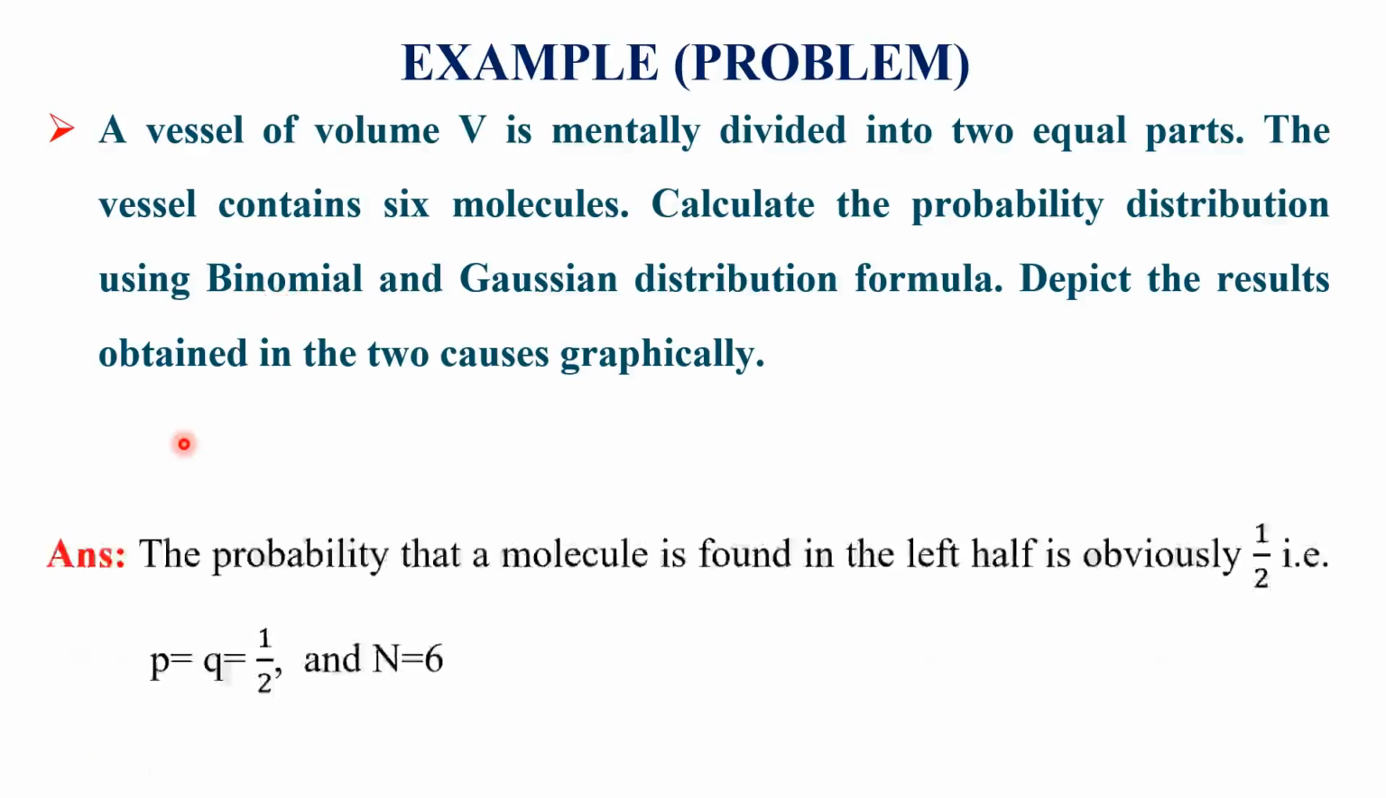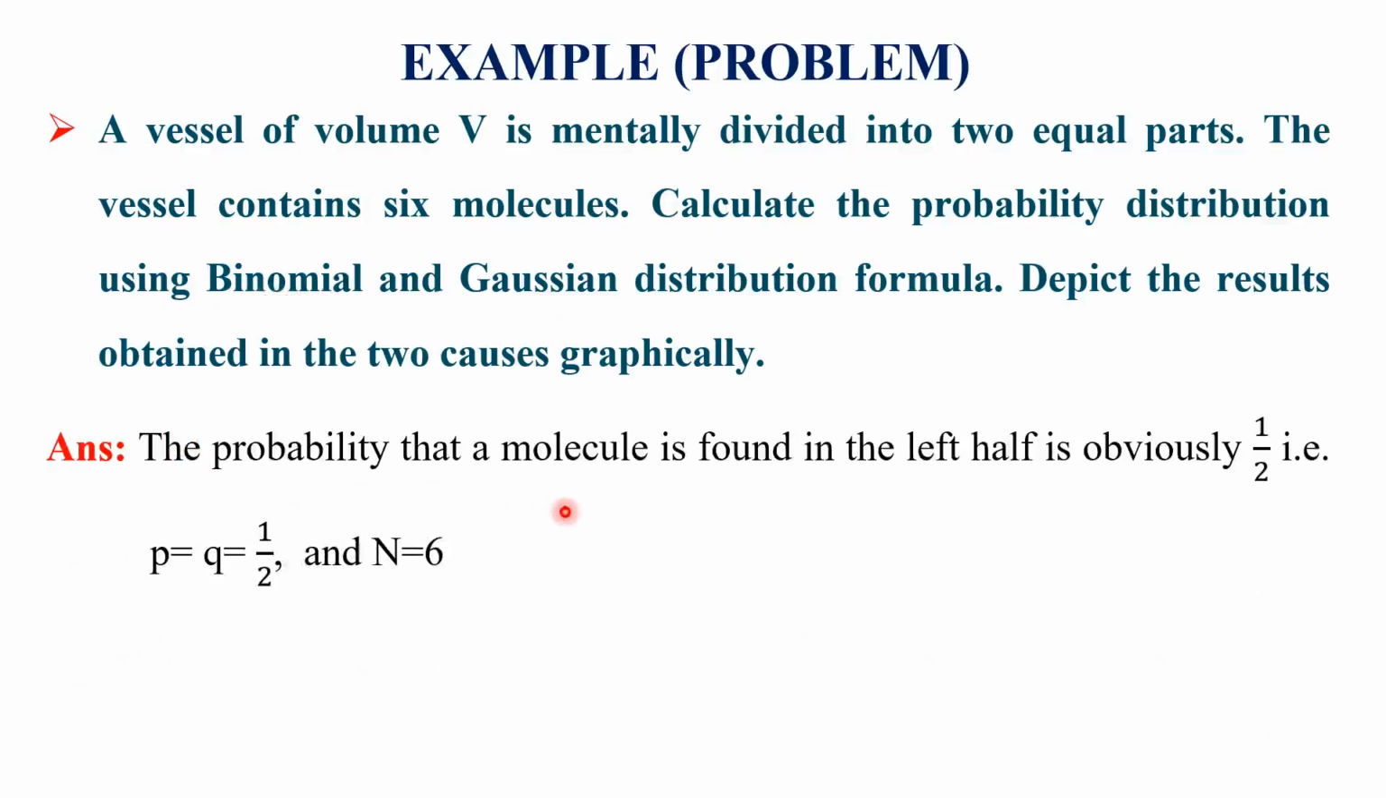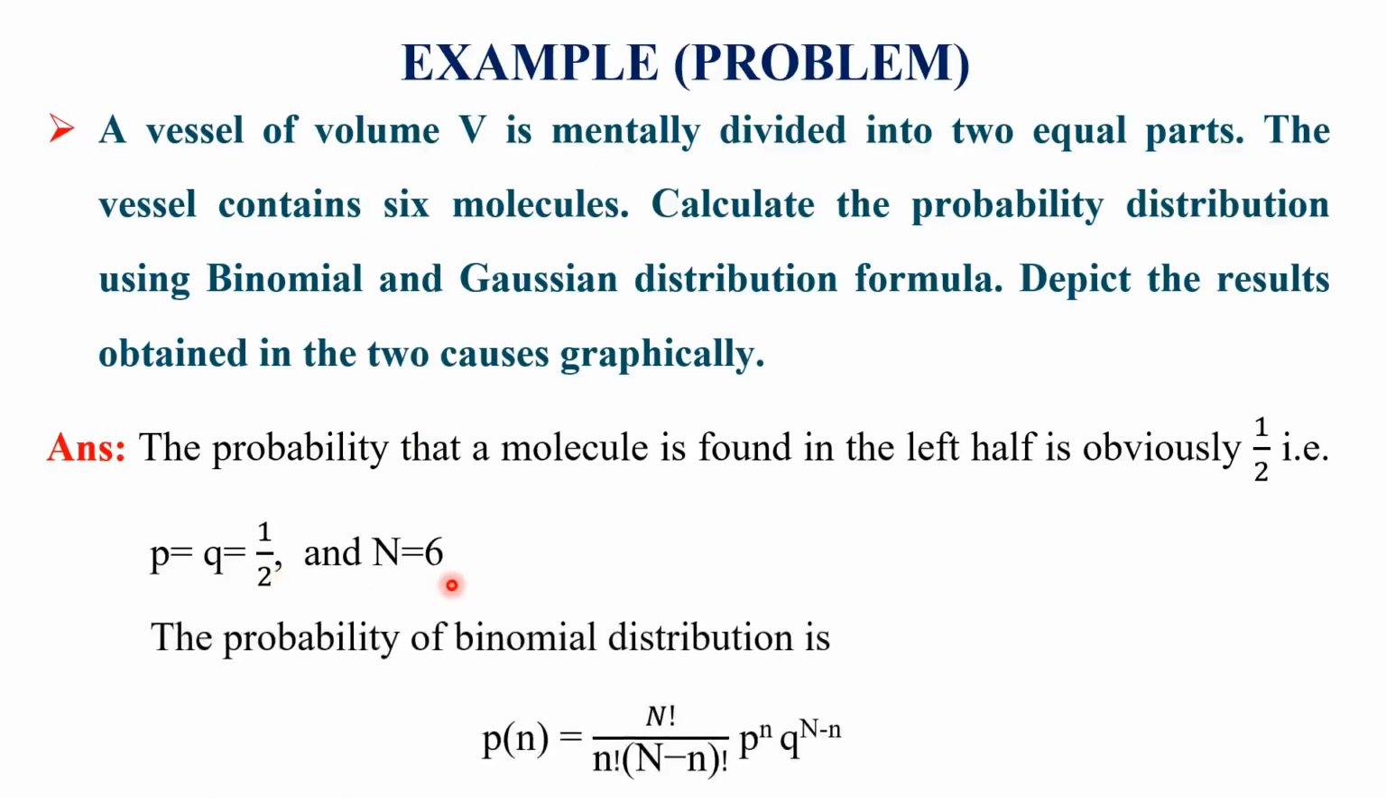First we write the given terms. The probability that a molecule is found in the left half is obviously 1/2, that is p is equal to q is equal to 1/2, and for 6 molecules we write capital N is equal to 6. The binomial distribution formula is written here. The probability P(n) is equal to capital N factorial upon small n factorial times (capital N minus small n) factorial, p^n q^(N minus n).